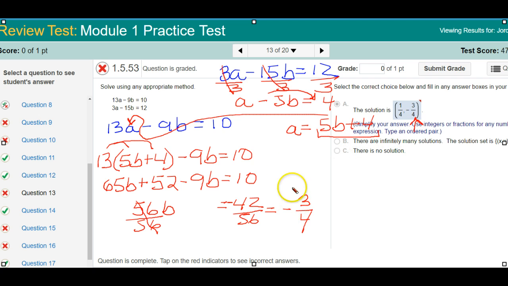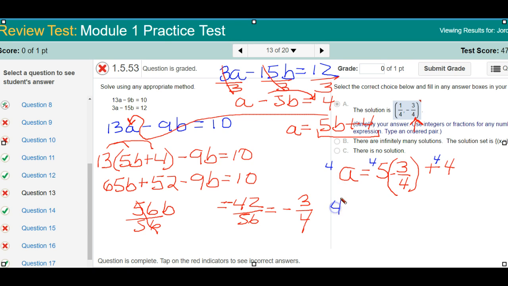Now, if I have B as a negative 3/4, I can use this equation right here, where B is a negative 3/4, and I want to get rid of my fractions, just to help out a little bit. Multiply everything by 4.